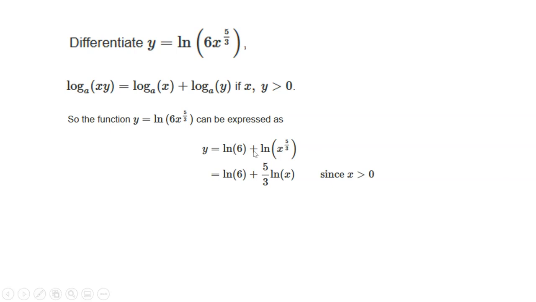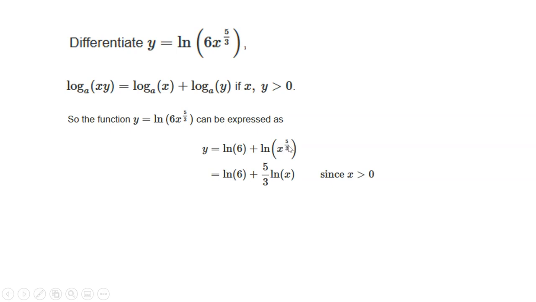But if I took the ln of 6 plus the ln of 5 over, so remember, this is a product, right? What I'm pointing at here is a product. I can split it apart by taking the ln of each of these things separately, and then adding them together. So the ln of 6 plus the ln of 5/3. So that's the function that I have split it up into.